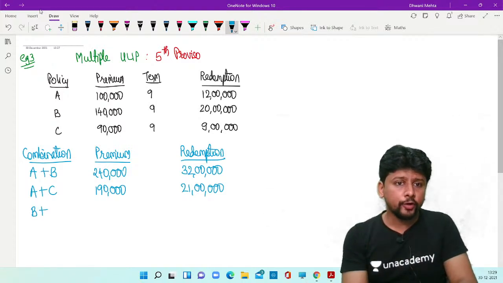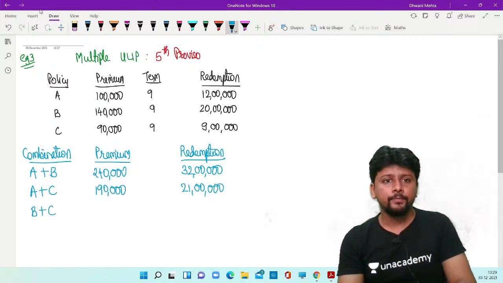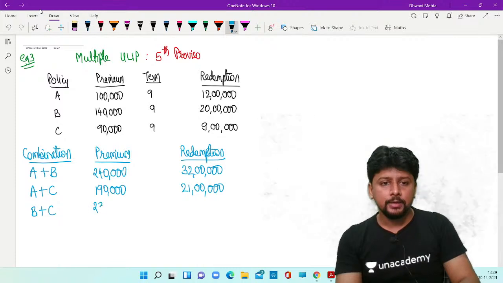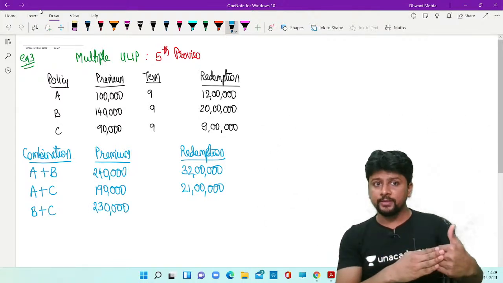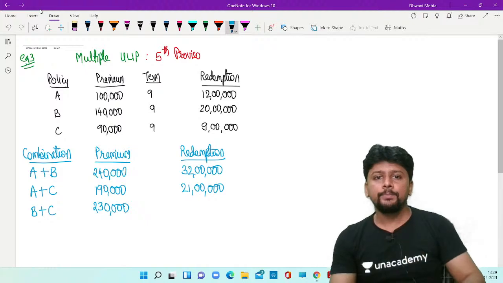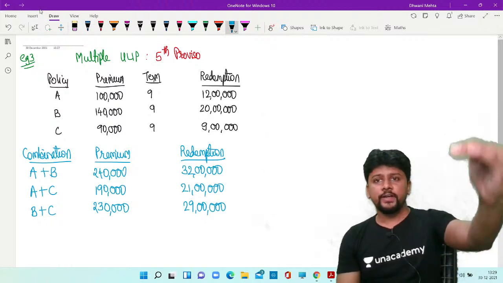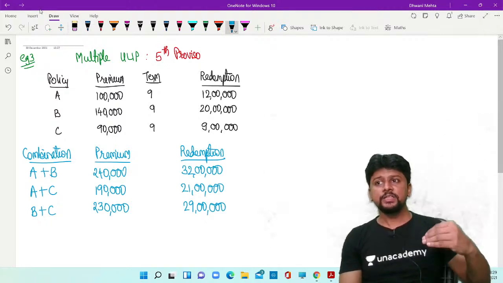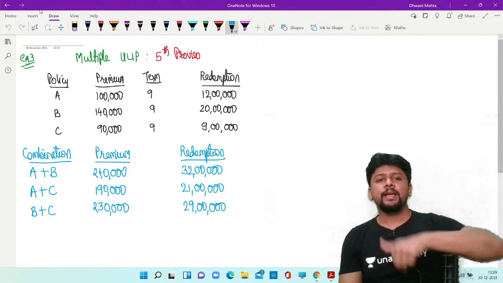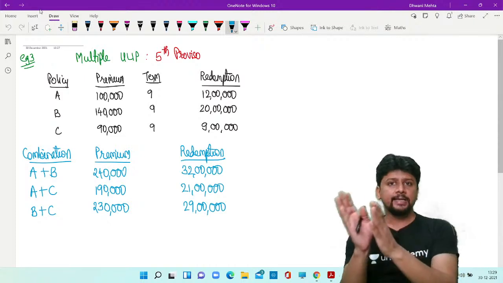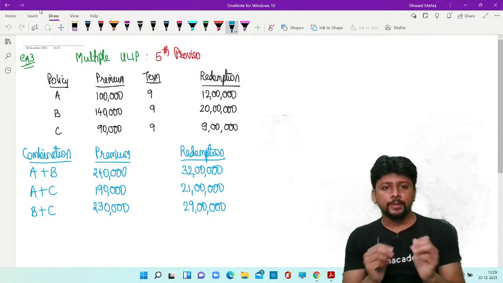Or I can also go for an option of B plus C. And in B plus C, the premium total is 2,30,000, which is still within the limit of 2,50,000, by the way. And the B plus C combination gives me a redemption money of 29 lakhs. Of course, if I total all of them, A plus B plus C, then it will exceed 2,50,000. So that combination is not possible.